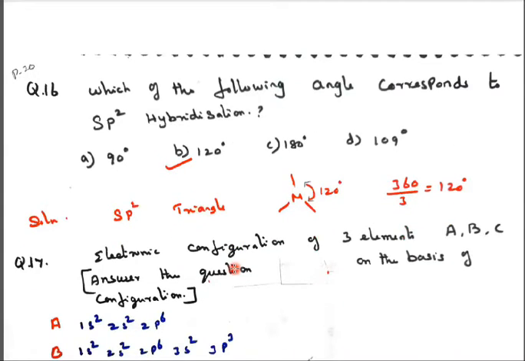Which of the following angles corresponds to sp2 hybridization? sp2 hybridization is always 120 degrees, because that is 1, 2, 3. So 360 degrees divided by 3, we are getting 120.